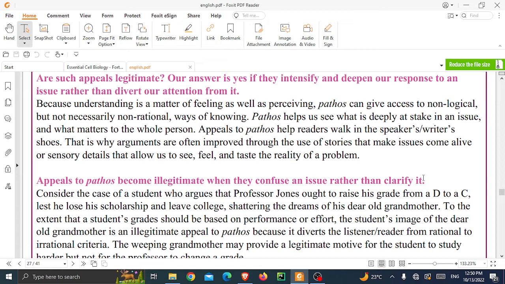Any professor, if you say that to him, is going to be like, okay, the scholarship might be understandable, but what does shattering your grandma's dreams have to do with giving you extra credit? That is not a reasonable use of pathos.